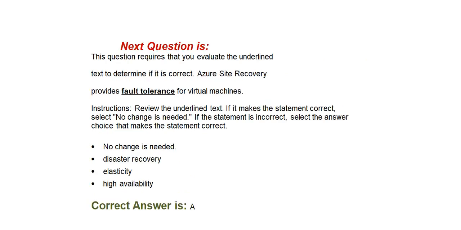Next question is, this question requires that you evaluate the underlined text to determine if it is correct. Azure Site Recovery provides fault tolerance for virtual machines. Options are no changes needed. Option B, disaster recovery. Option C, elasticity. Option D, high availability. Correct answer is option A, no changes needed.